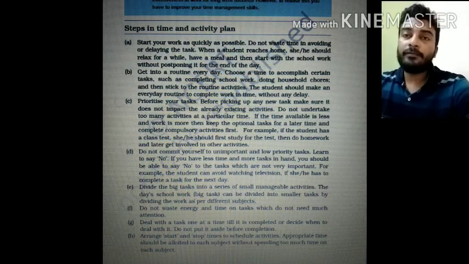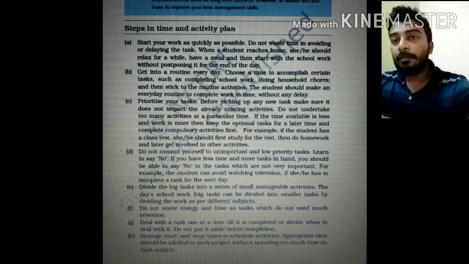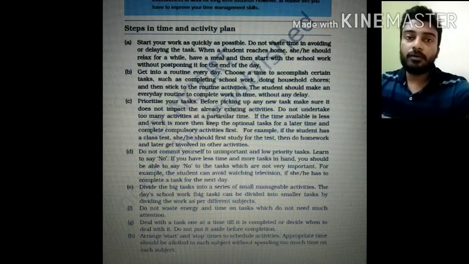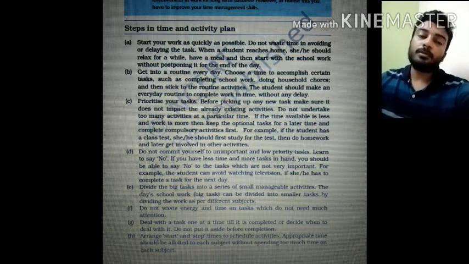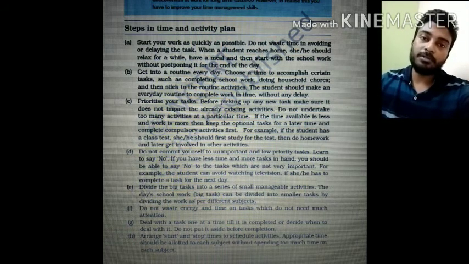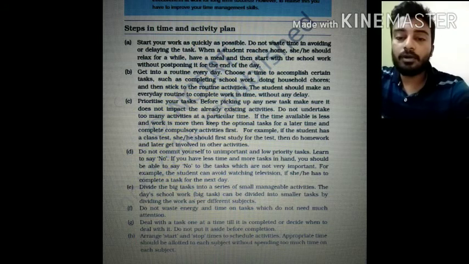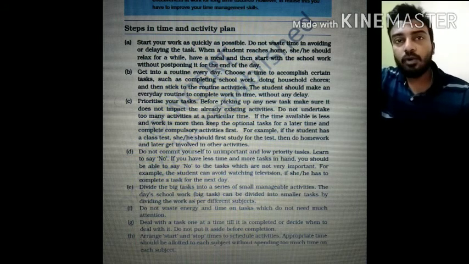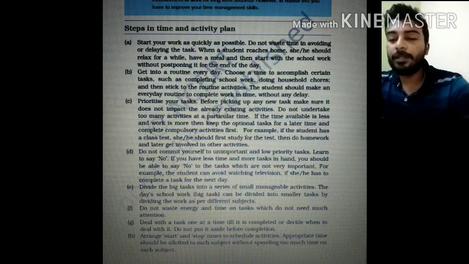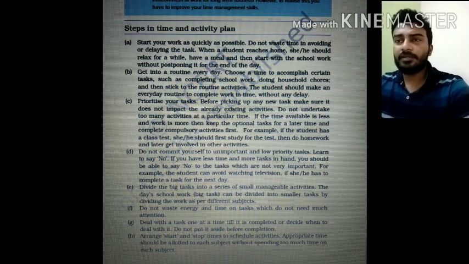Suppose you have to read three subjects a day. So make a time plan for those three subjects. If you are reading the first subject, decide that you will not read this subject more than 1.5 hours or 2 hours. Then you go to your next subject and follow this routine only. So these are the different steps in the time and activity plan.